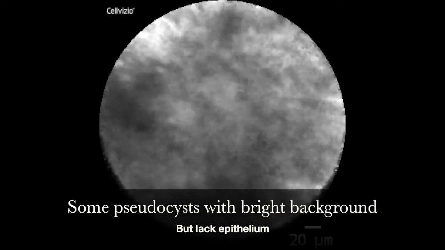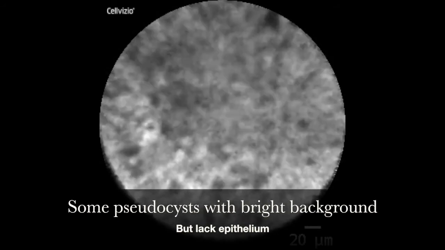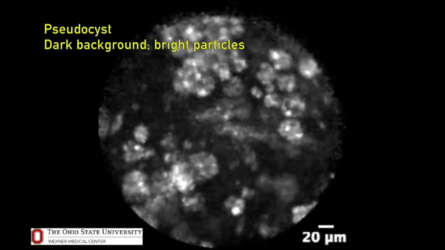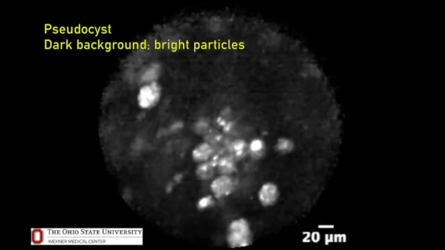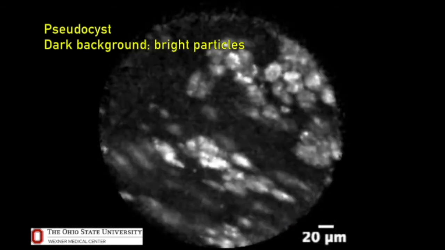The bright background is most likely due to the exposed part of the pancreas, typically when the needle is too deep. In this example, the cyst background is dark because of lack of blood supply. The bright particles are macrophages which have autofluorescence.